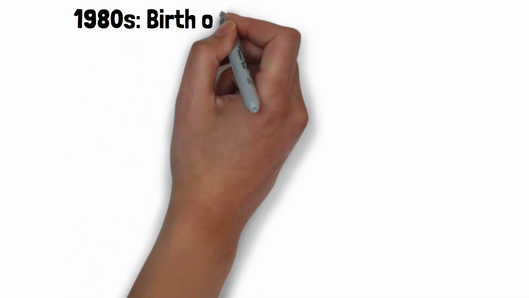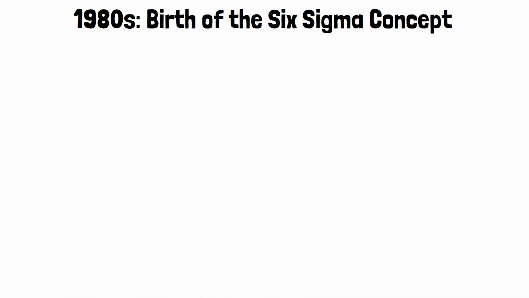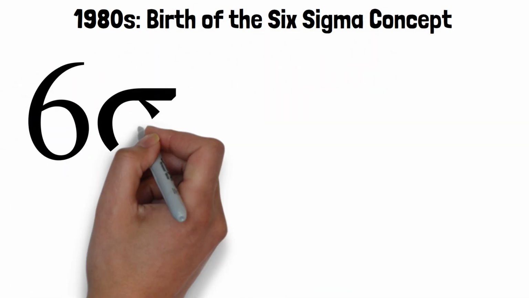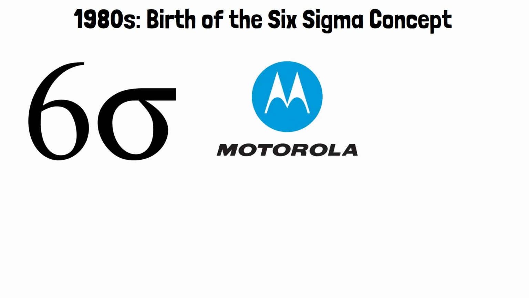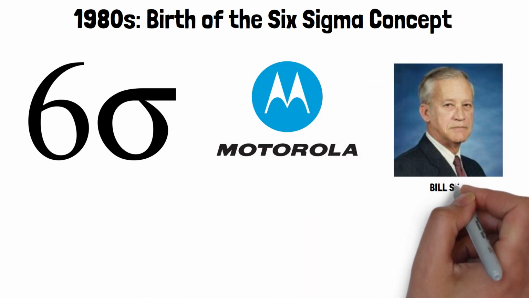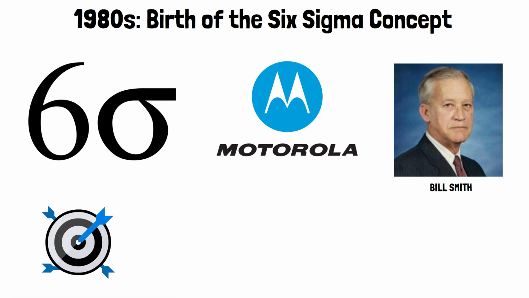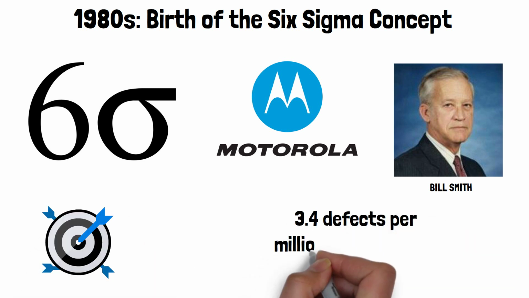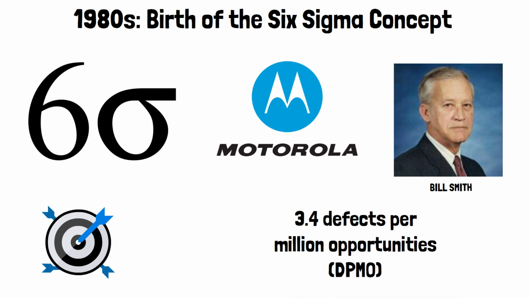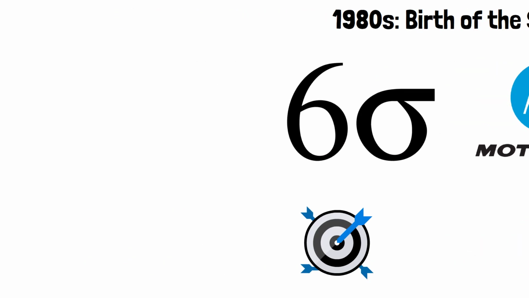1980s, birth of the Six Sigma concept. The term Six Sigma was coined at Motorola in the early 1980s by engineer Bill Smith. Motorola's goal was to achieve a level of quality where there were fewer than 3.4 defects per million opportunities, DPMO. Motorola developed the Six Sigma methodology as a data-driven approach to reduce defects and improve quality.